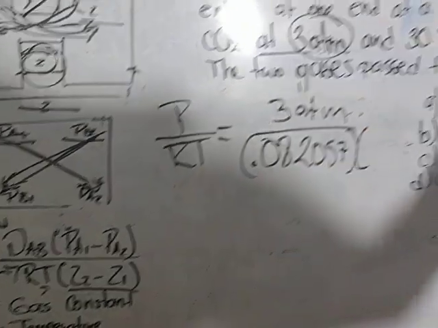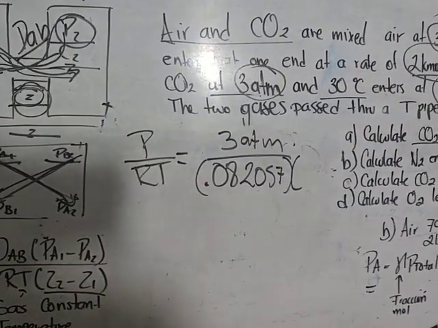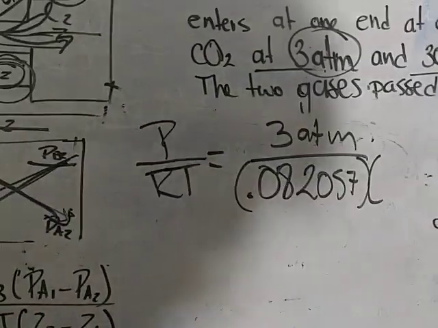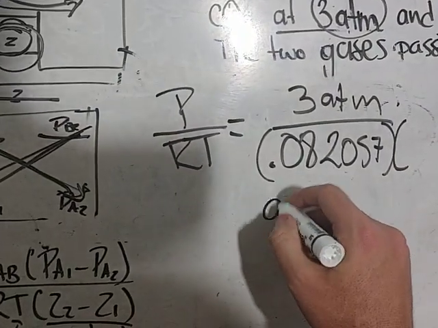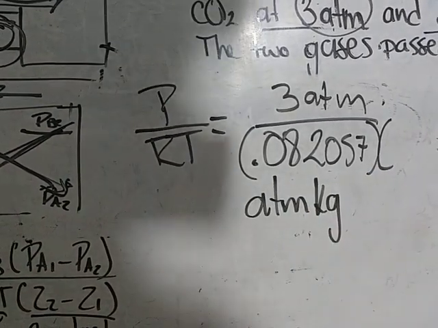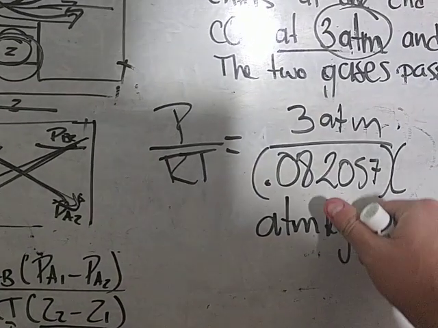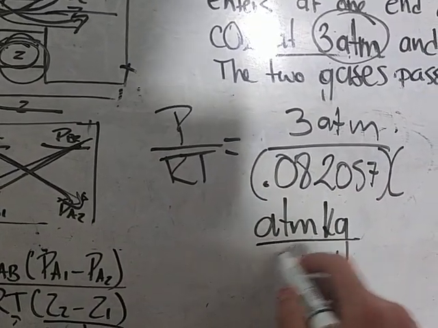The temperature that we have is 30 degrees, but the constant of gases has some units, which are atmospheres, kilogram, and also kilomole.